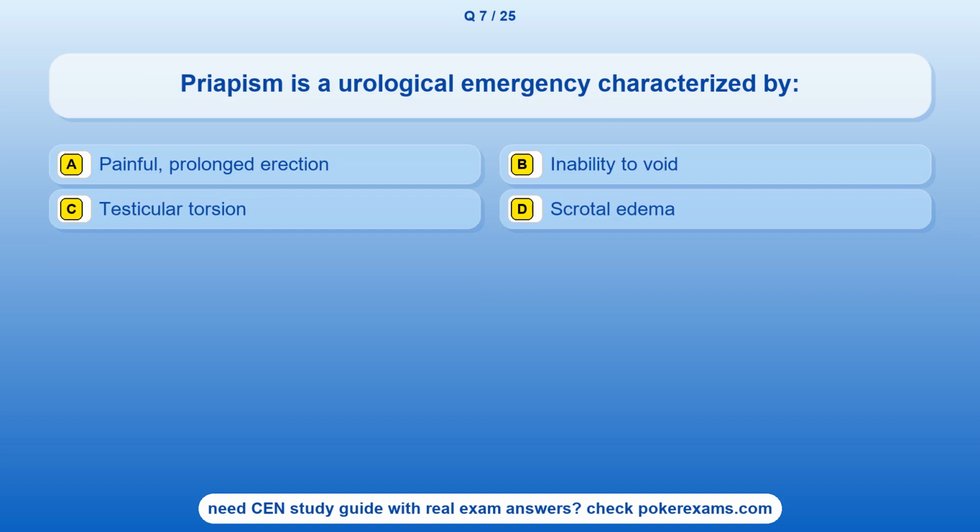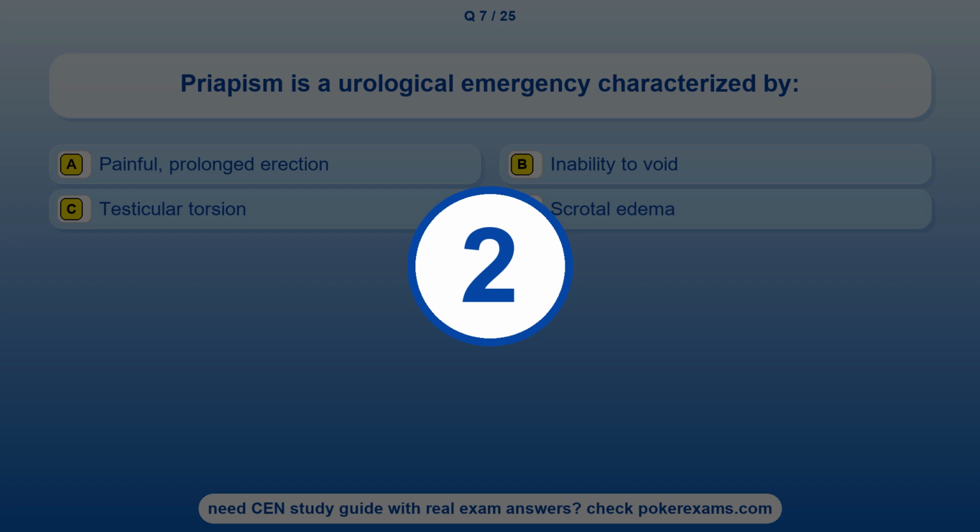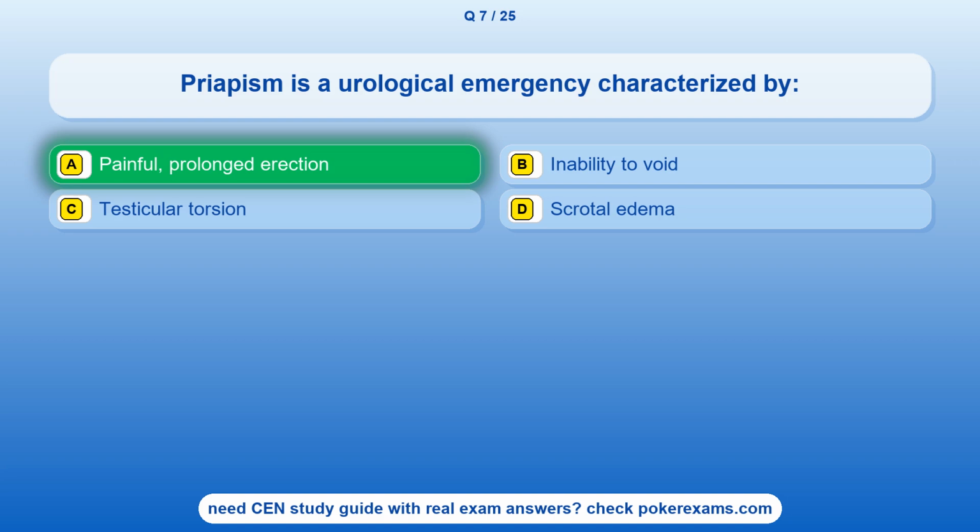Question 7. Priapism is a urological emergency characterized by option A, painful, prolonged erection, option B, inability to void, option C, testicular torsion, option D, scrotal edema. The correct answer is option A, painful, prolonged erection.